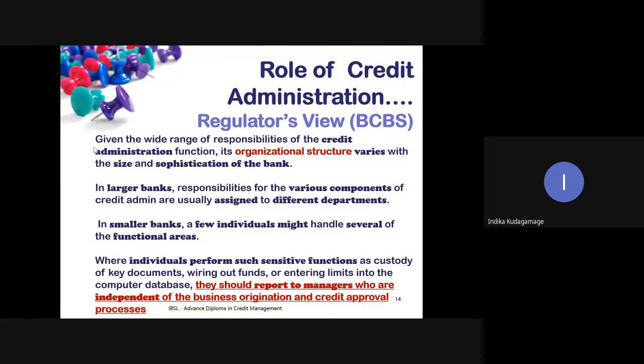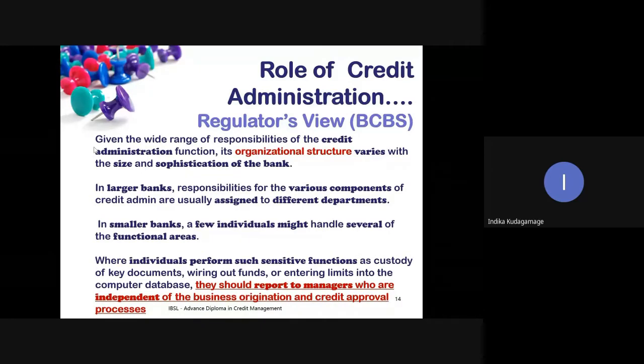But even on a centralized model where all this credit admin function happens centrally, when the bank is small, the same person will have to do a few functions together. But when the bank is larger, functions will be spread across a larger number of people. Like, for example, the person responsible for limit loading to the system may be the same person doing the disbursement, right? But maybe reporting to two managers, because they are two different functions, right?